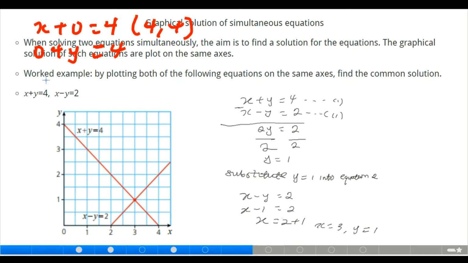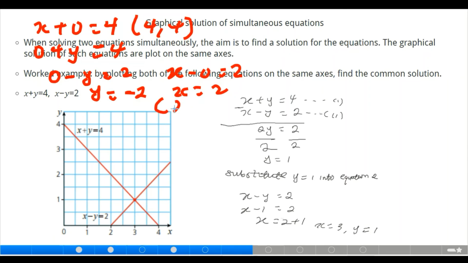Now let's check the second one. When x is 0, we have minus y equals, so y will be minus 2, isn't it? And when y is 0, we have x minus 0 equals, okay? So x will be equal to what?